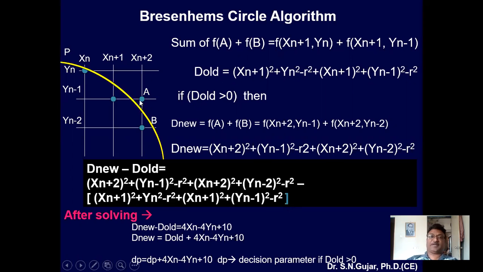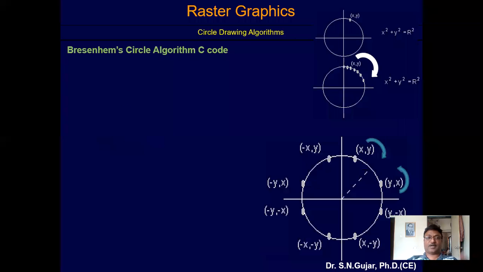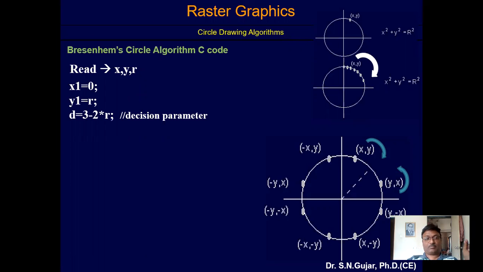So this is all the mathematical calculation that I have explained. From this you can write the algorithm. So what does the algorithm look like? Suppose I put it in simple C code or C++ code, you read the value of x, y and r. That is, xy is the center of the circle and r is the radius. Now put x1 is equal to 0, y1 is equal to r. Correct? x1 is equal to 0, y1 is equal to r.